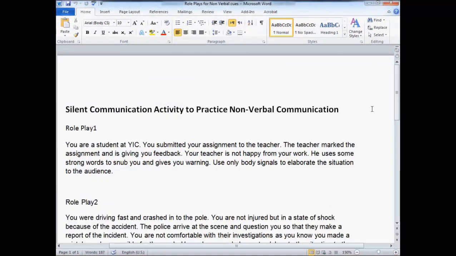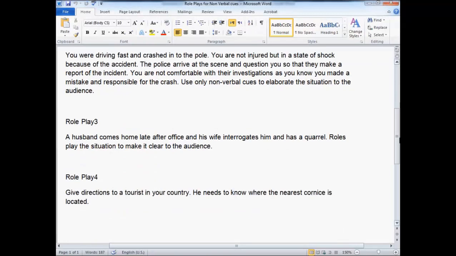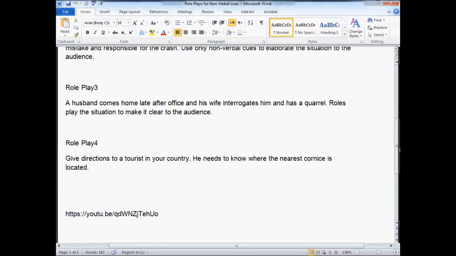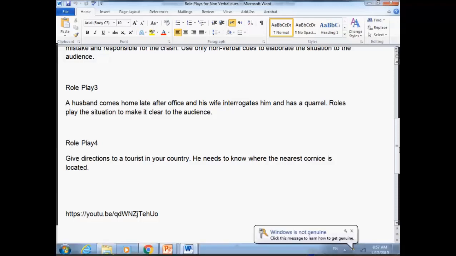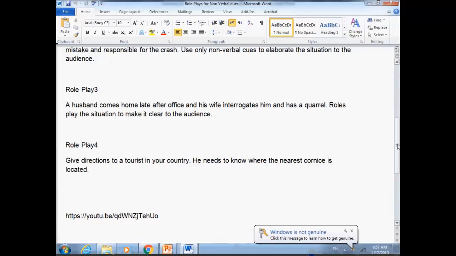This is just like role playing. For example, number 4, give directions to a tourist in your country. He needs to know where the nearest Corniche is located. So one guy will act as a tourist, and the other will act as a person living in that country. Basically, how to communicate. He'll ask you where the beach is, for example. So you have different ones here. We would have done it if we had the time, but if you want to do one, we can do one.